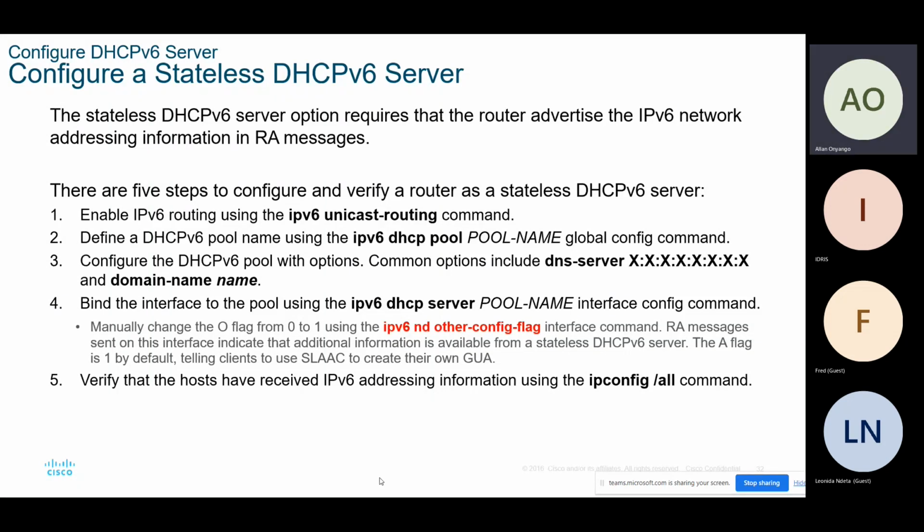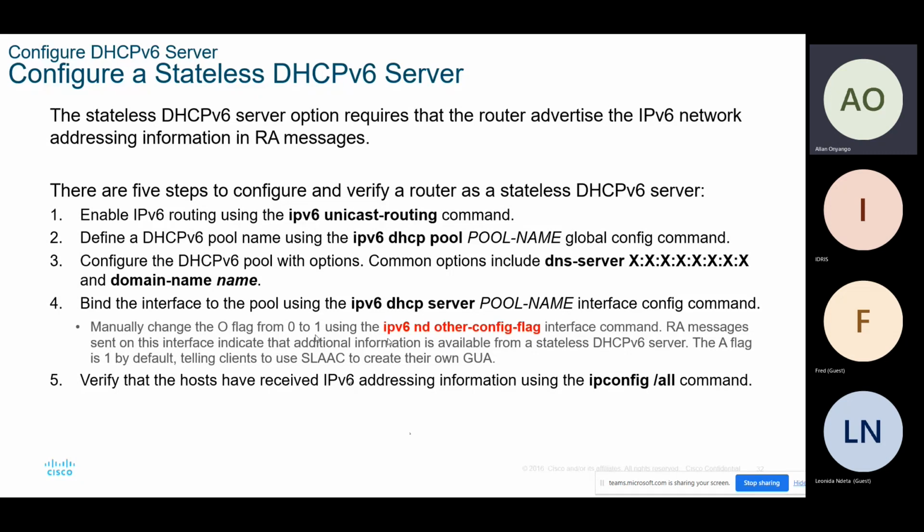After that, just like yesterday, you need to define a pool. Instead of saying ip dhcp pool and then the name, you say ipv6 dhcp pool. So we're just changing the word IP to IPv6. That is used to create the pool. Remember, we are still in a stateless DHCP server. Once you create the pool, you need to configure the different options of the pool. This can be things like the DNS server, the IP address of the DNS server, the domain name, and so on.